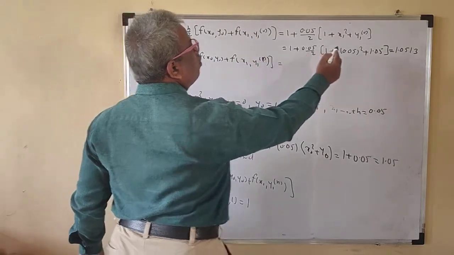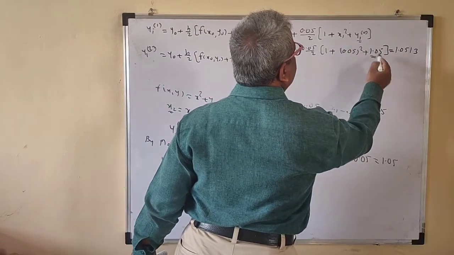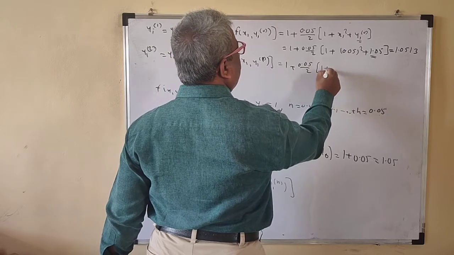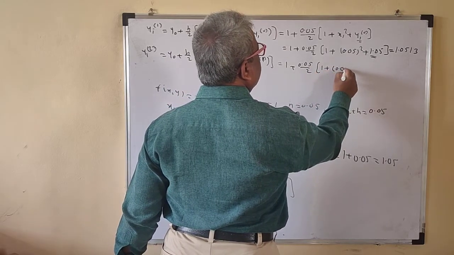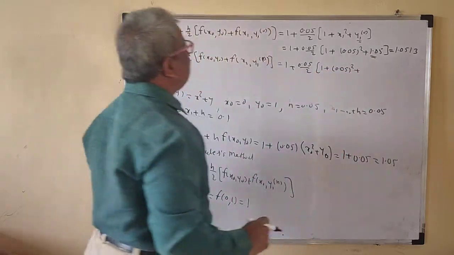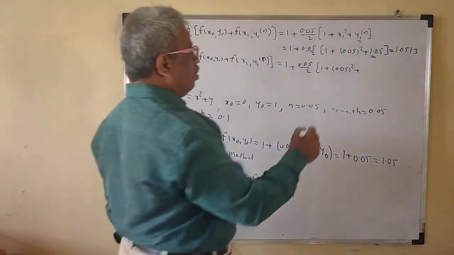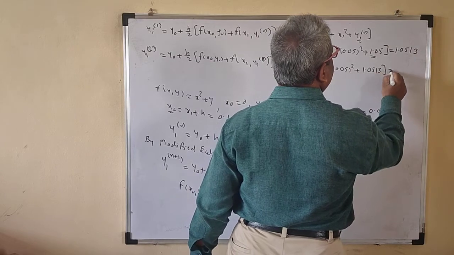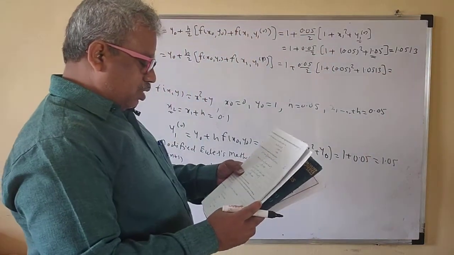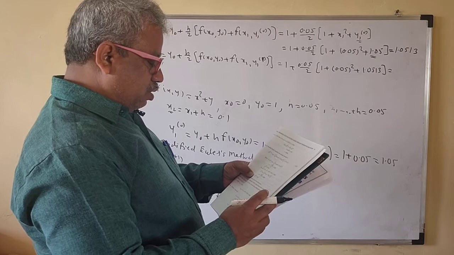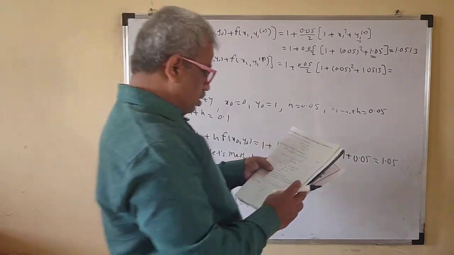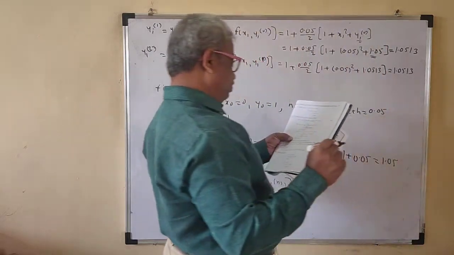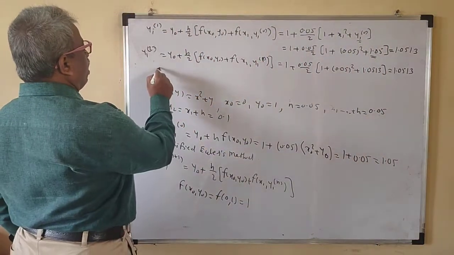Okay. So here I only have to change this value. So we will write this as 1.05 upon 2, 1 plus 0.05 square plus, we have to change only this value. So this value is what? 1.0513. Okay. And if you use the scientific calculator, you can find this value as 1.0513.